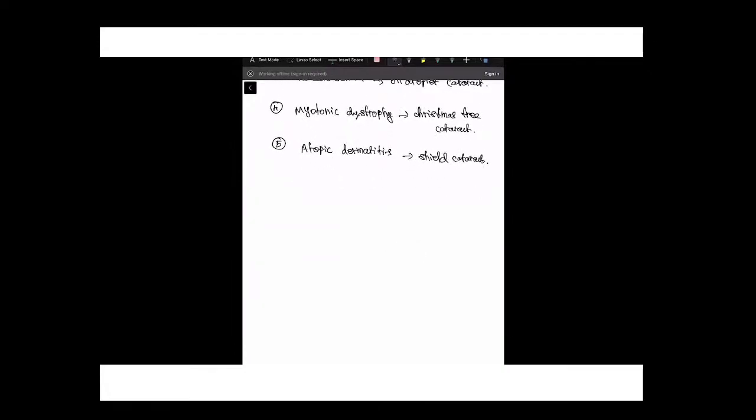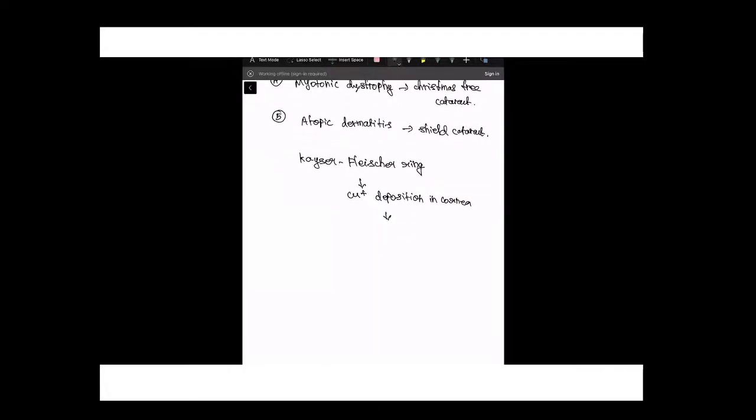What eye sign do you get in Wilson's disease? In cornea, what is it in Wilson's disease? Kayser-Fleischer ring. Yes. Kayser-Fleischer ring due to the copper deposition in cornea. It is characteristic of Wilson's disease.